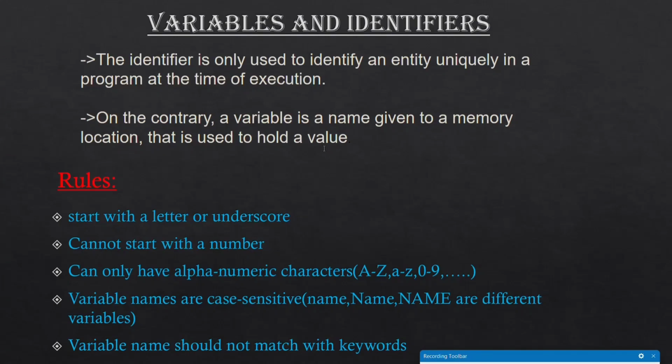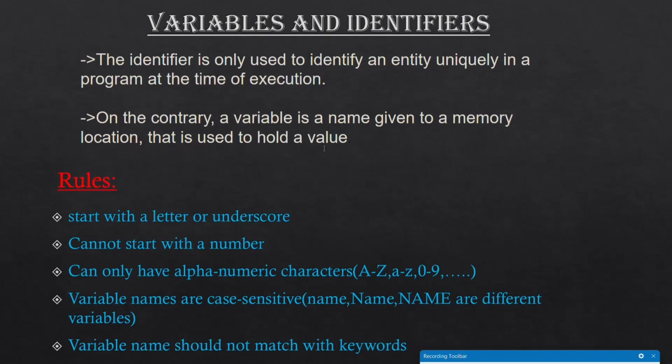Next, variables and identifiers. An identifier is only used to identify an entity uniquely in a program at the time of execution. On the contrary, a variable is a name given to the memory location that is used to hold a value. So a variable is a name given to the memory location, and it holds the value, like a is equal to 10, b is equal to 15. It will store the value, whereas an identifier is used to identify the unique entity in a program at the time of execution.